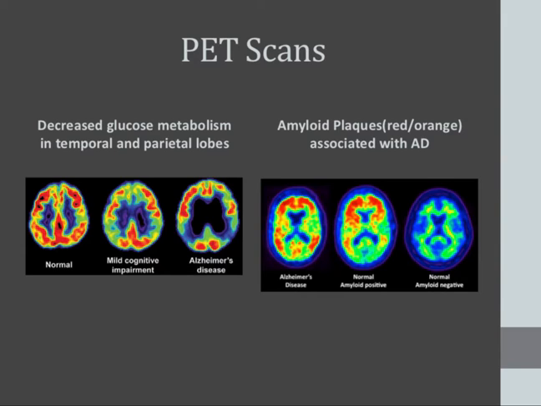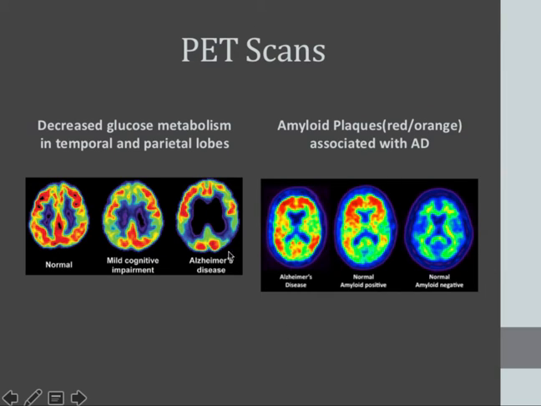We also have a PET scan here. On the left is the PET scan showing normal levels of glucose metabolism, indicated in yellow and red. The levels of glucose metabolism in the brain are decreased in patients with mild cognitive impairment, which is in the middle there. And then on the far right, you see an even further decrease in the patient with Alzheimer's disease.